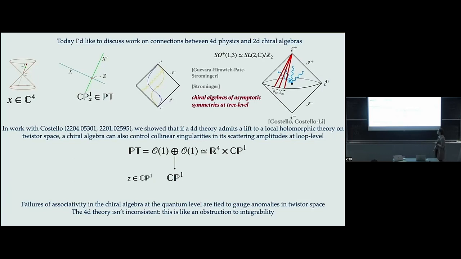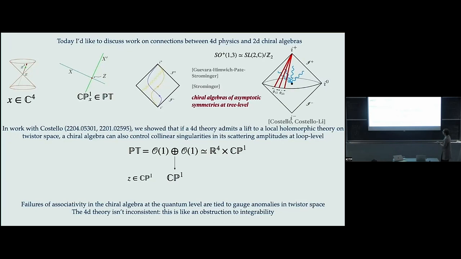So what Costello and I studied in our work was that for local holomorphic theories on twistor space, not just classically but at the quantum level, in cases where we can actually cancel the gauge anomaly and repair the six-dimensional theory, we can construct a chiral algebra not just classically, but quantum mechanically as well, that is a nice, well-defined, and in particular, associative chiral algebra. So this is a very strong constraint on the four-dimensional theories we study, but it's sufficient for getting associativity of this collinear or celestial chiral algebra at the quantum level.